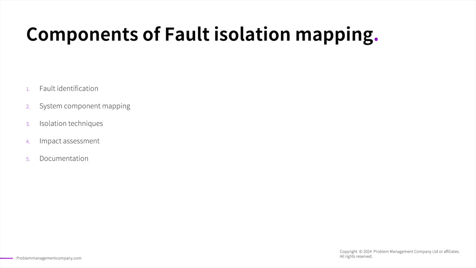Isolation techniques. Apply systematic techniques to isolate the fault, such as divide and conquer, swap testing, or the process of elimination. Impact assessment. Assess the impact of the fault on the overall system, including user experience, system performance, and business operations. Documentation. Document the fault isolation process, including the steps taken, the components tested, and the final diagnosis. This document is crucial for future reference and knowledge sharing.